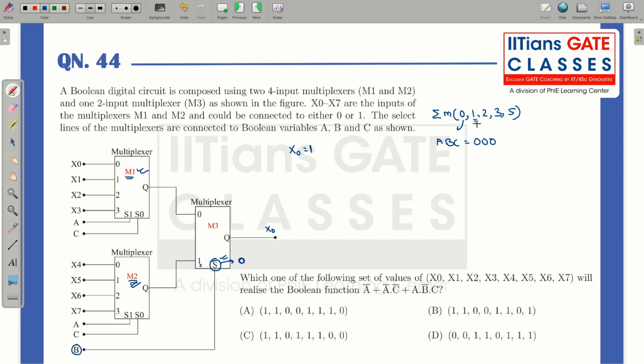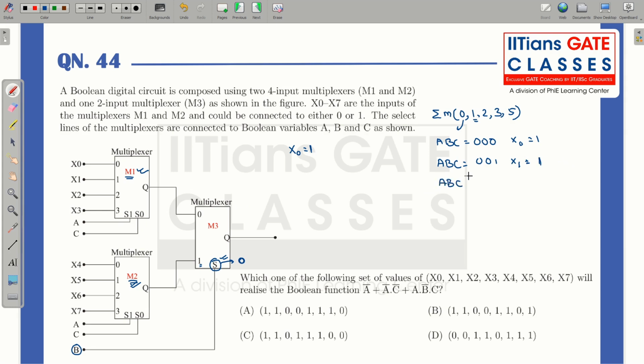Next minterm value is 1. So A, B, C should be 0, 0, 1. Let us see for A, B, C equal to 0, 0, 1, which input will be going to your output? So you can see still B is 0. B 0 means M1 will be selected. Out of x0 to x3, which will go? So A value is 0, C value is 1. So A0, C1 means x1 will be selected. So x1 will go to output. So that is why x1 should be 1.